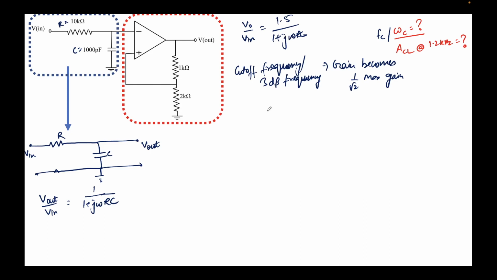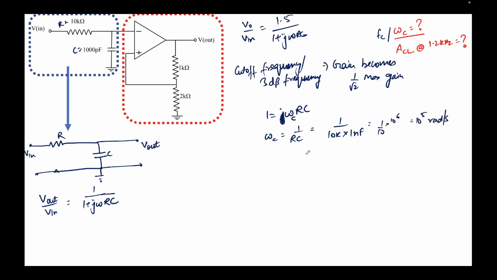So I can write 1 equal to j omega RC. This is at omega C, so the j will not be there because we are equating just the real and imaginary part. So 1 equal to omega C RC. So omega C will be equal to 1 over RC. Now I can simply plug the values of R and C. This is 10K and C is 1 nanofarad. So that will come out to be 10 to the power 5 radians per second.